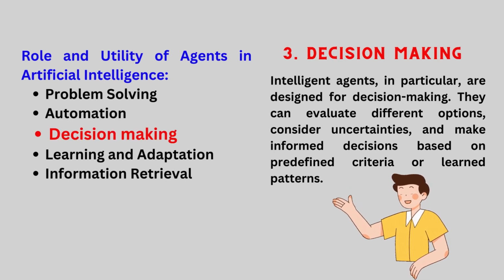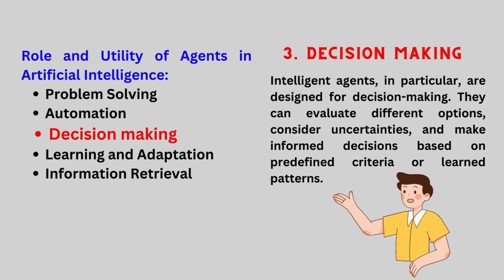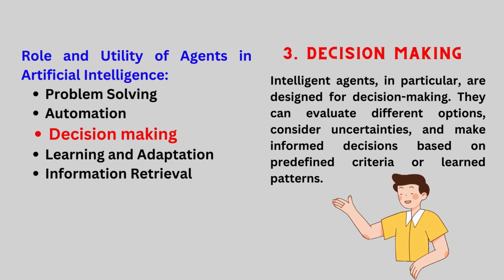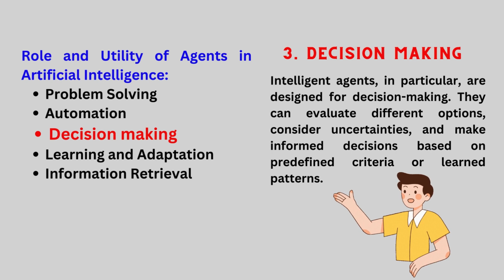Third, decision-making. Intelligent agents, in particular, are designed for decision-making. They can evaluate different options, consider uncertainties, and make informed decisions based on predefined criteria or learned patterns.